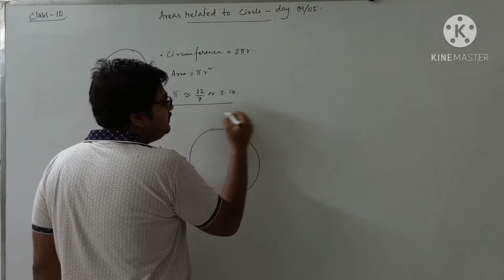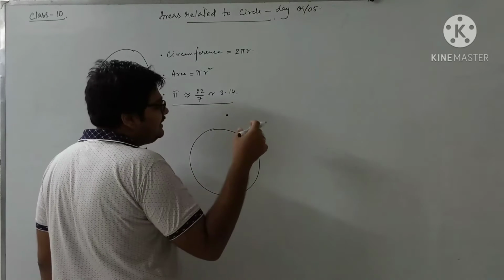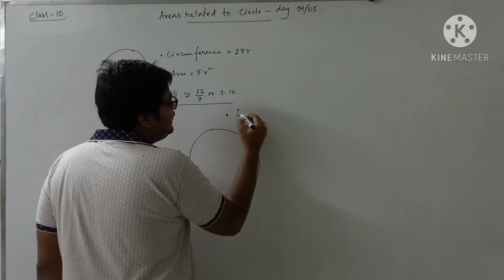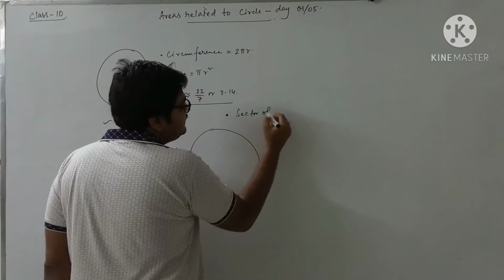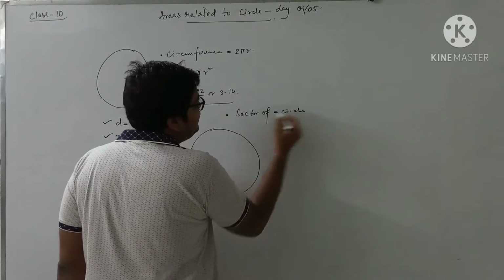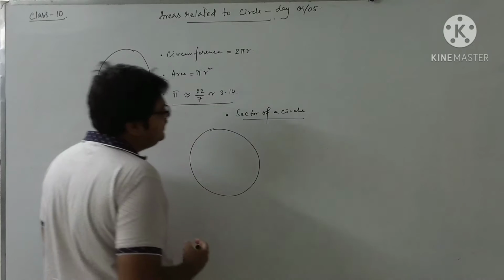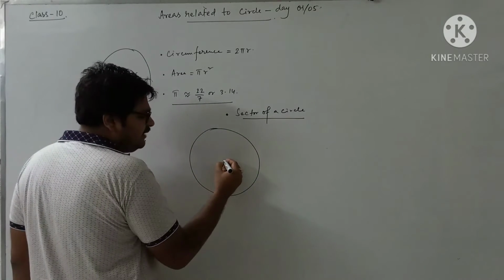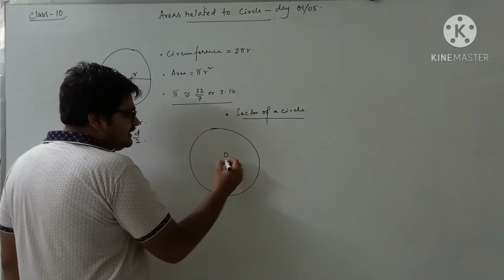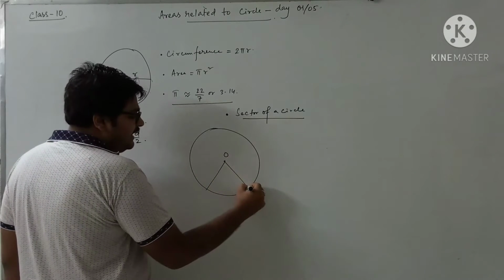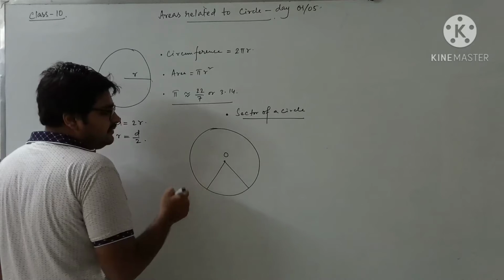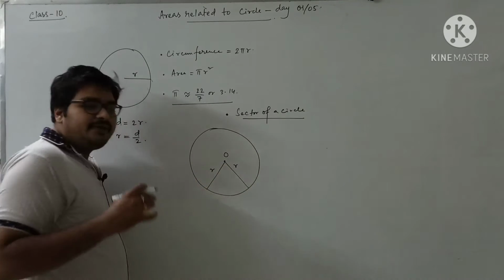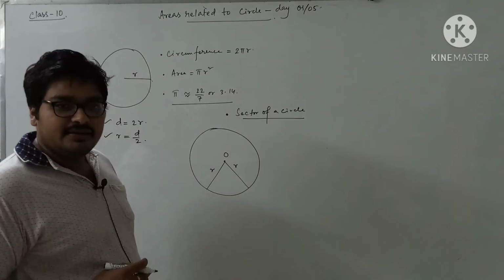So in class 10, there is the topic of the sector of a circle, and questions are being asked regarding that. So what does the sector of a circle mean? You have already learned. A sector is a region between two radii and the corresponding arc.